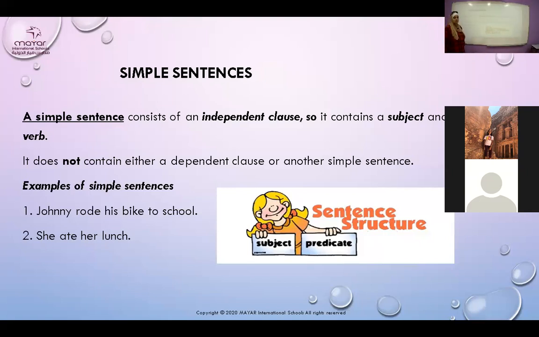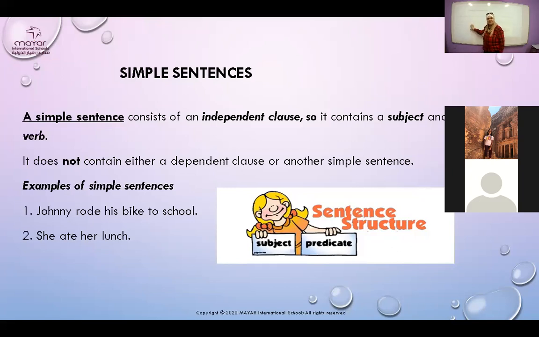She ate her lunch. Suppose that the teacher says, she ate her, she ate her. Is this a complete idea? No, it's not a complete idea, so it's not a simple sentence, it will be a fragment. Fragment: when you have a group of words that don't make sense, they don't complete an idea, something is missing, either the subject or the predicate is missing.